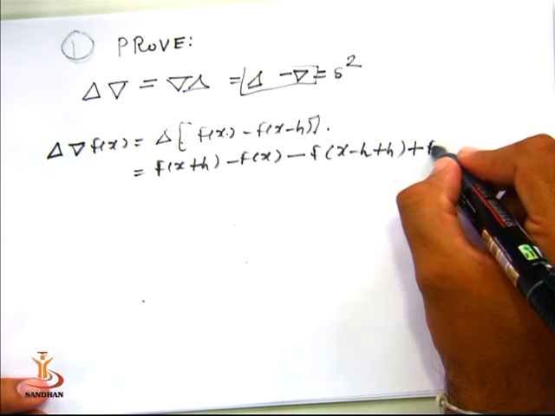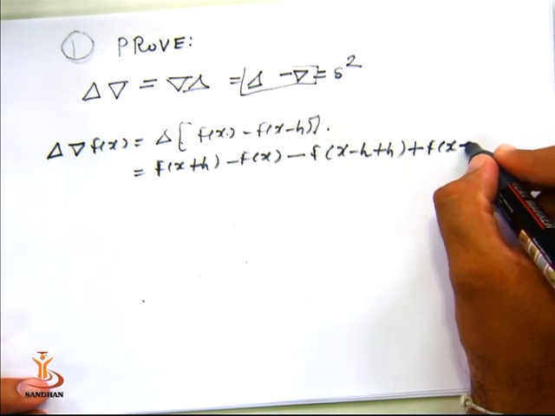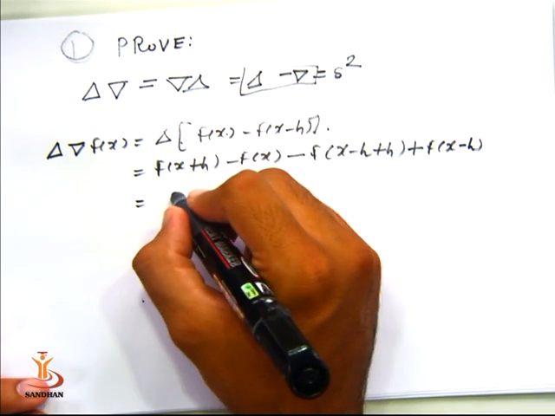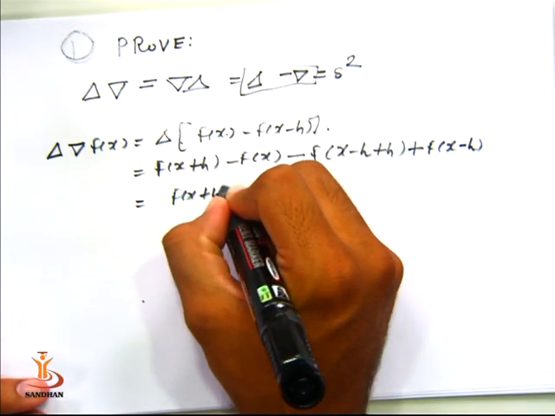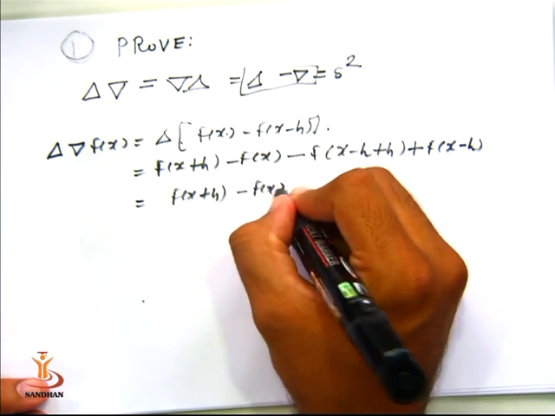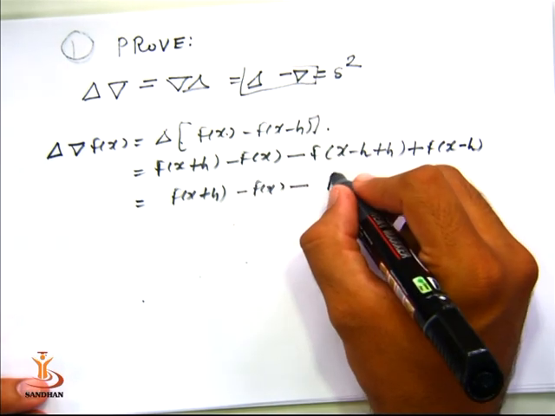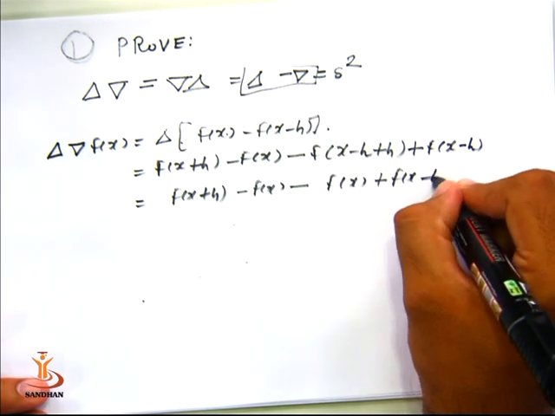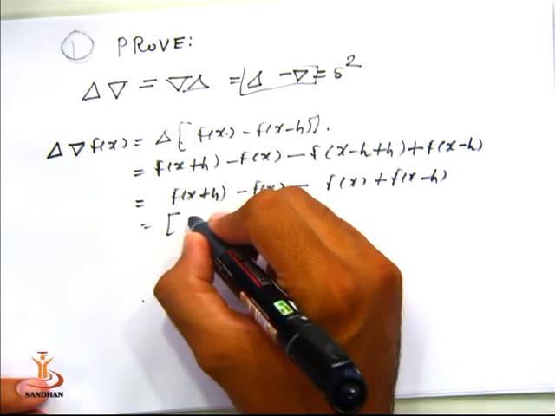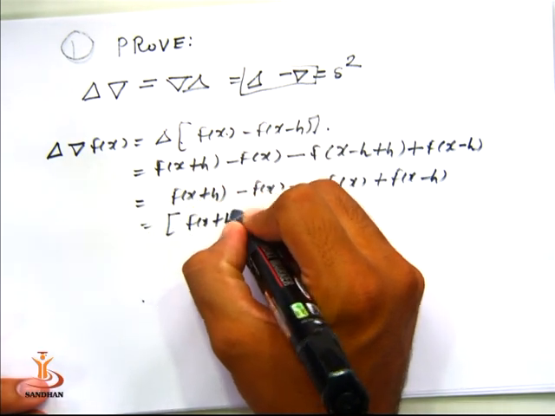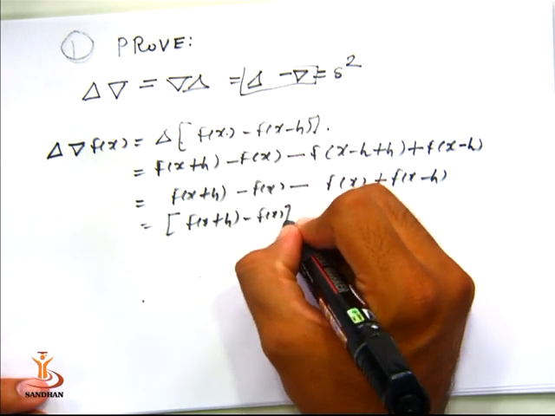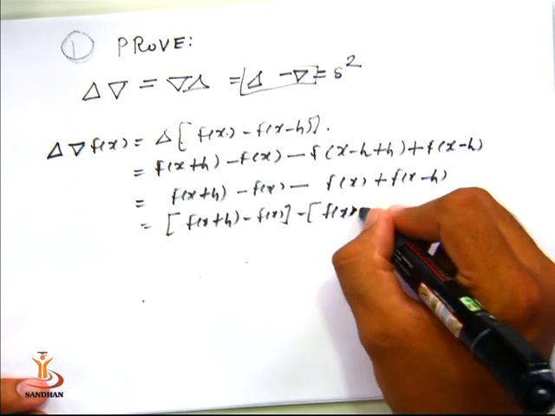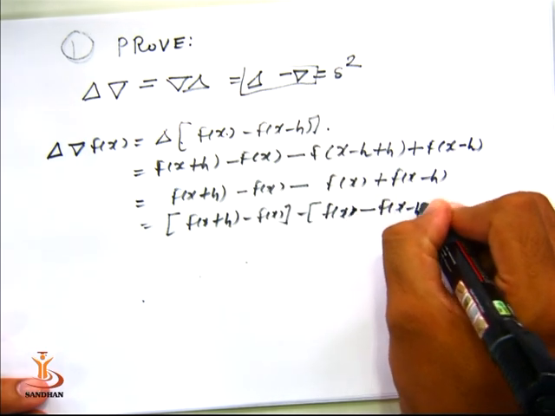plus f(x minus h). So you got the result as f(x plus h) minus f(x) minus f(x) plus f(x minus h). And you pair it into two parts. The first one will be f(x plus h) minus f(x), and another will be f(x) minus f(x minus h).